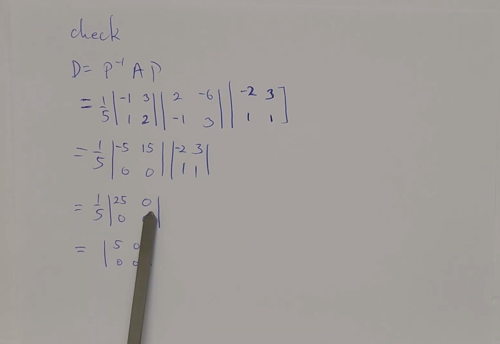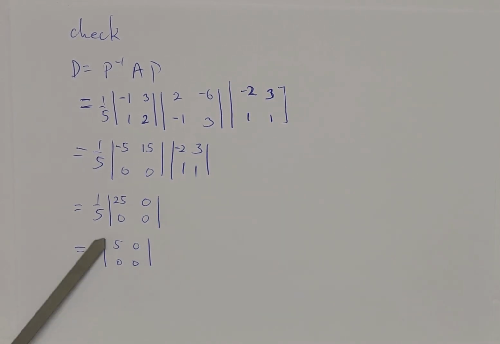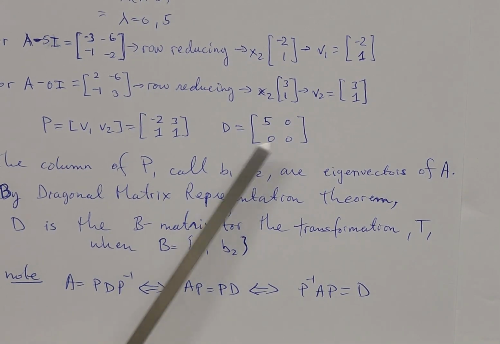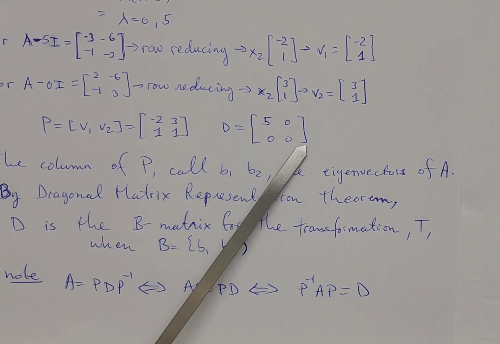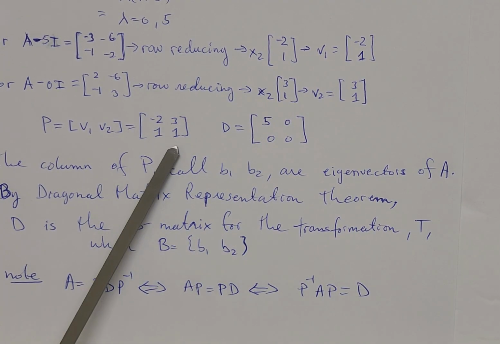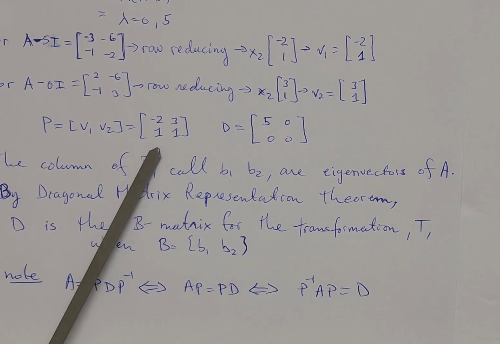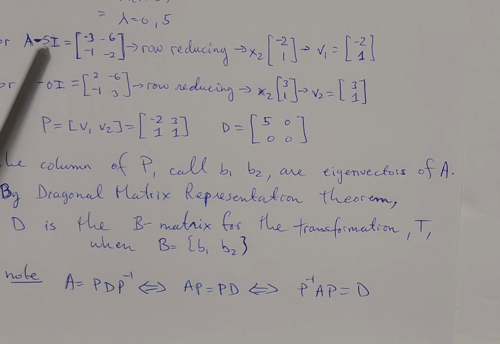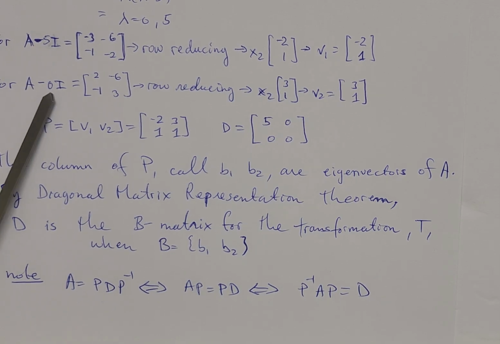Now multiply 1/5 all the way through, so it gives me 5, 0, 0, 0, which is our diagonal matrix, where I have all of the eigenvalues, which I have from the previous work right here. So here's our diagonal matrix with all the eigenvalues, and this right here is our basis or eigenvectors based on eigenvalues 5 and 0.